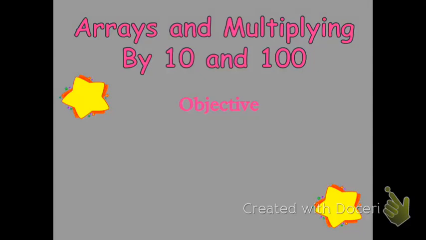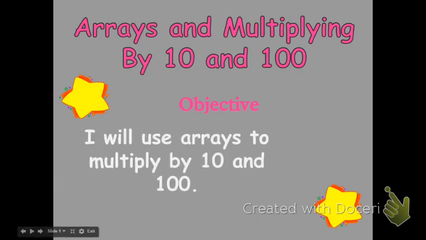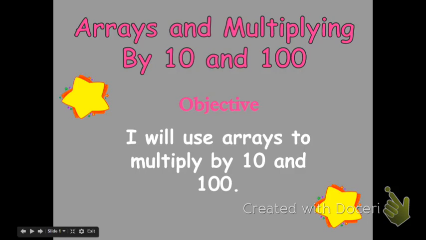Today's lesson is arrays and multiplying by 10 and 100. Our objective will be to use arrays to multiply by 10 and 100. So let's go ahead and write that at the top of our notes. It's lesson 5-1, arrays and multiplying by 10 and 100.